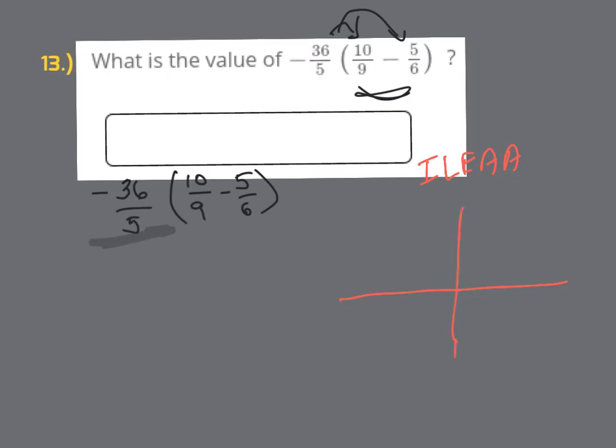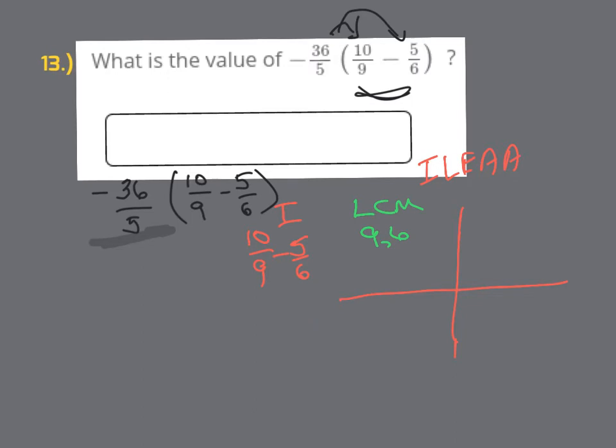So I've set up my graphic organizer, and I know that I've got these two here. I've got 10 over 9 minus 5 over 6. So that's my improper fractions. That's already done. I love that. Okay, so next, I've got my L. I'm finding the least common multiple, in this case, of 9 and 6. So in other words, the smallest number that both 9 and 6 go into. What are 9 and 6 both gazintas of?